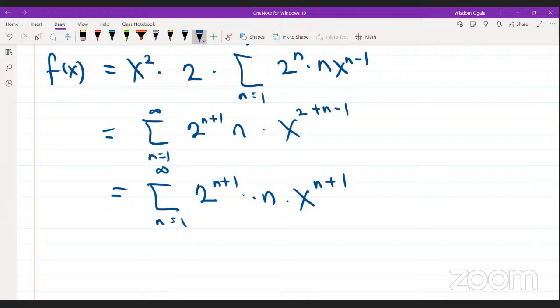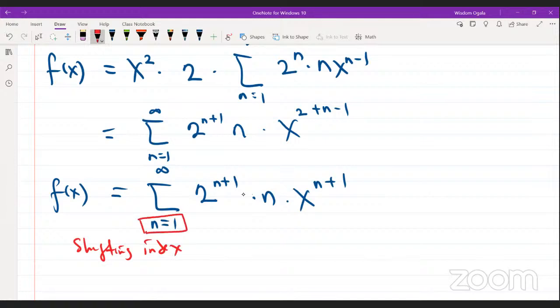Okay, now, you can stop here, right? This answer is correct. But let me tell you about something we call shifting the index. Now, what does this mean? If I want this to start from 0, I need the index to start from 0.